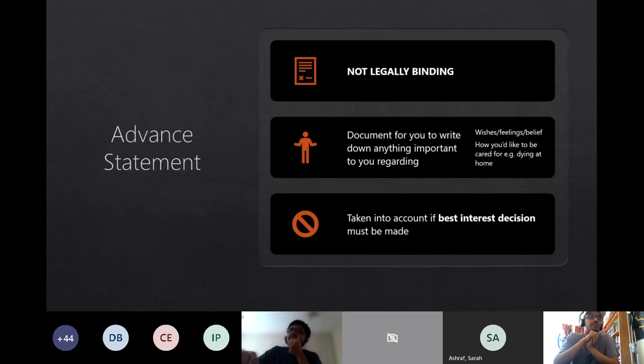And then you have the advanced statement, and people get these two very confused sometimes. This is not legally binding, it's just a document where you write down any feelings or wishes that are important to you about how you want to be cared for in the future. It's up to your family and the caring team to make decisions based on this. They'll use this when they're making the best interest decision, but it's not legally binding. So keep that in mind.